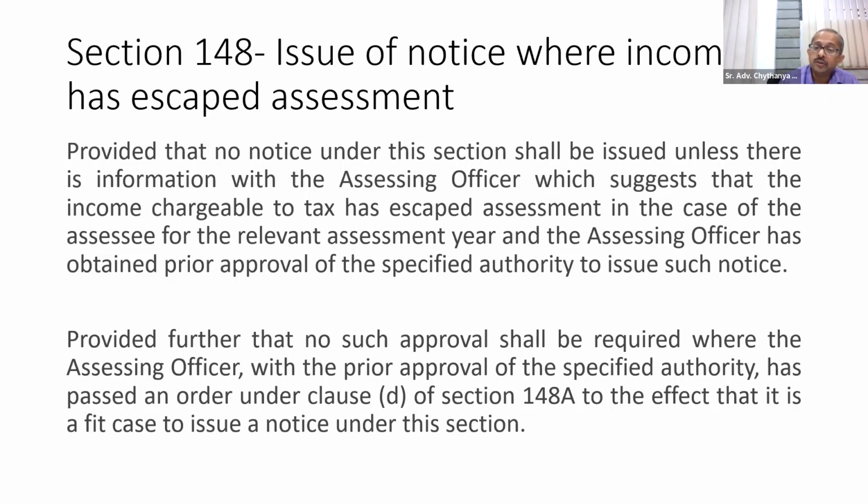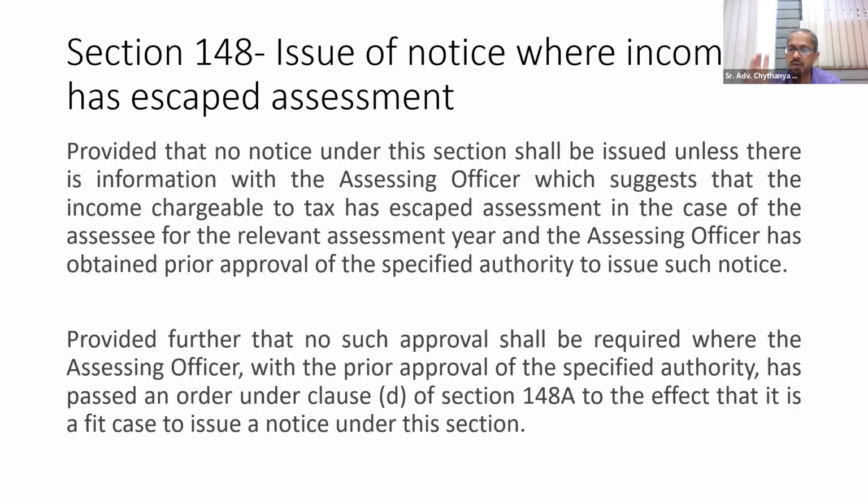Provided that no notice under this section, meaning no notice under section 148, shall be issued unless there is information with the assessing officer which suggests that the income chargeable to tax has escaped assessment in the case of the assessee for the relevant assessment year, and the assessing officer has obtained prior approval of the specified authority to issue notice. So the first proviso has two limbs. First limb is what? You couldn't have issued notice under 148 unless there is information with you suggesting that the income chargeable to tax escaped assessment in the case of the assessee for the relevant assessment year.